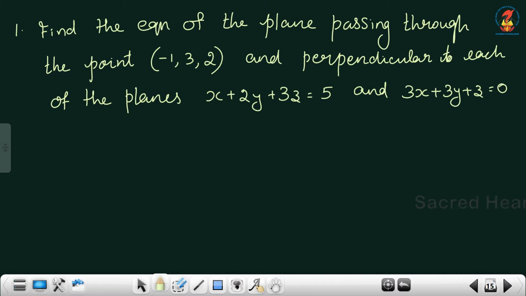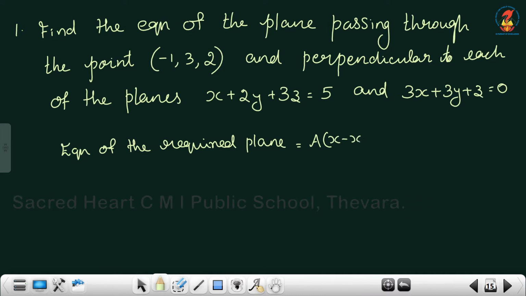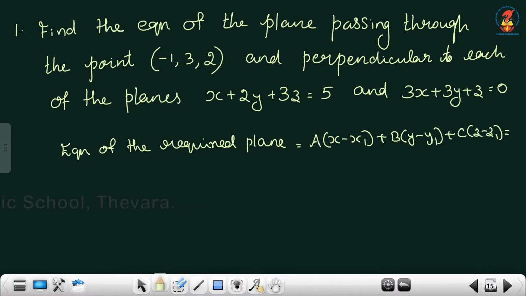Cartesian form we can write. Equation of the required plane is equal to, a into x minus x1 plus b into y minus y1 plus c into z minus z1 is equal to 0. This is the equation of a plane passing through a single point.